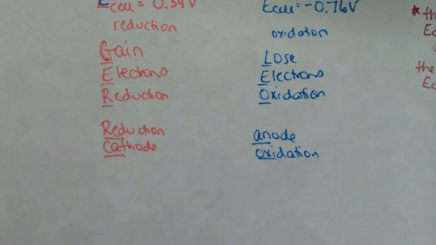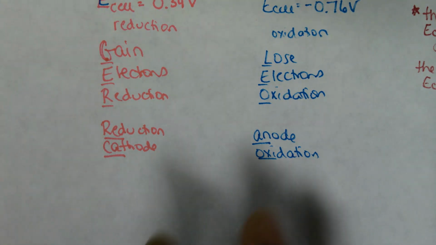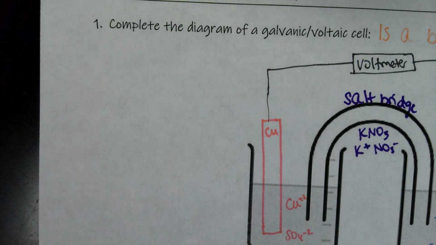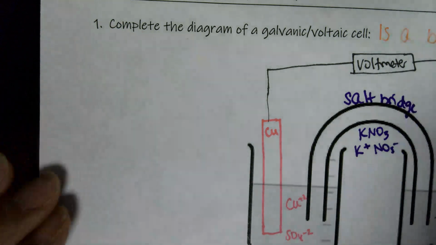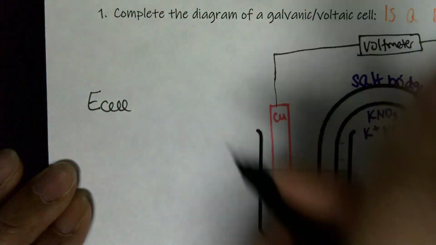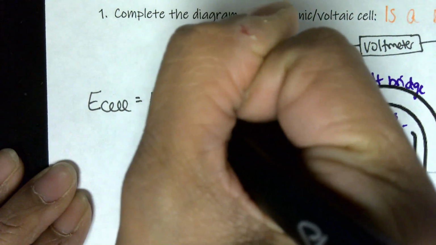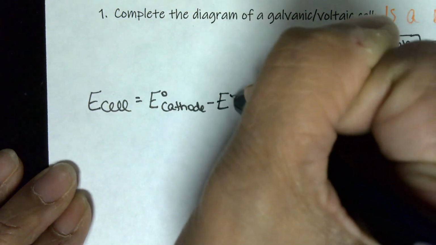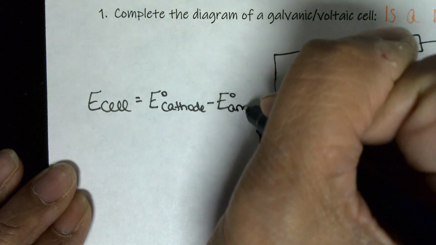So let's take care of figuring out if this is going to be spontaneous or not. Spoiler, this is supposed to be spontaneous. If it's not spontaneous, it's not going to work. So let's calculate some values over here to ensure that this indeed is going to be spontaneous. We are going to figure out the E cell potential, and that is equal to the E cell for the cathode minus the E cell for the anode.